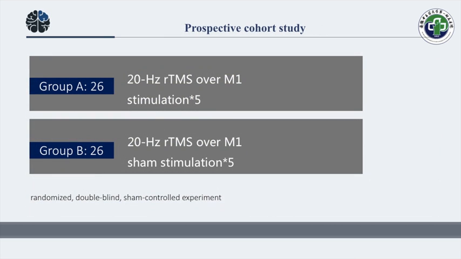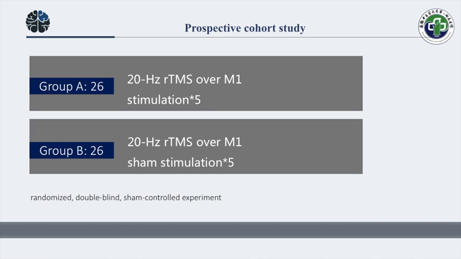So 52 PD patients with MSP were recruited through the Movement Disorders Clinic of Xuanwu Hospital of Capital University in Beijing, China, between 2019 to 2020. Idiopathic PD was diagnosed according to the 2015 Movement Disorder Society clinical diagnostic criteria.